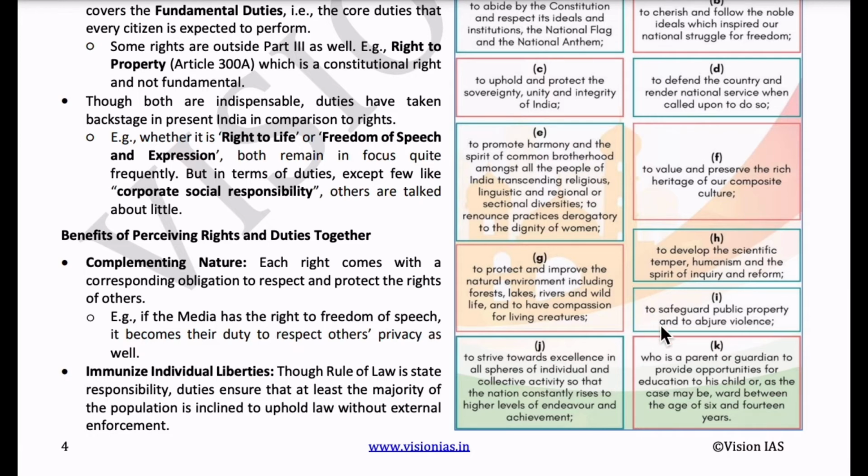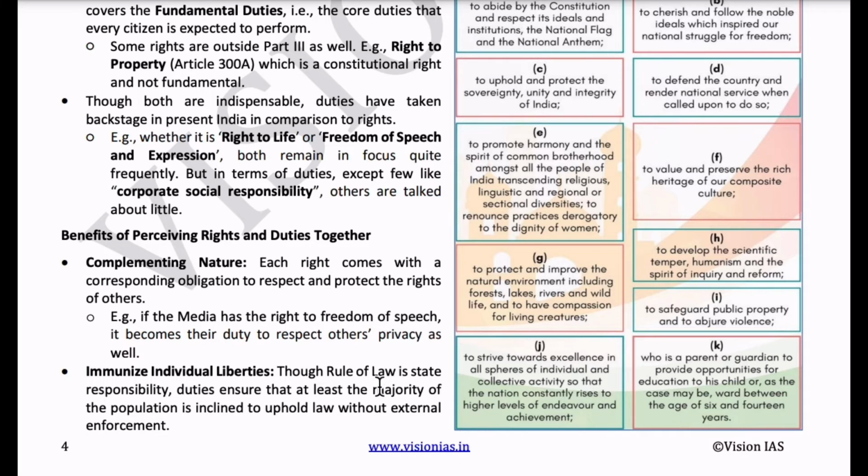And the other one, which was newly added, is that every parent should give education to their child who is between the age of 6 to 14 years. It is compulsory education. So this is also one of the fundamental duties.